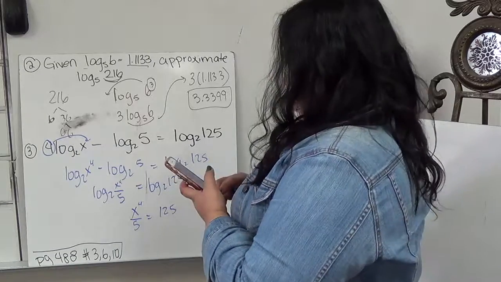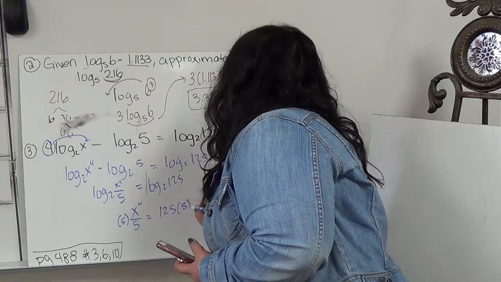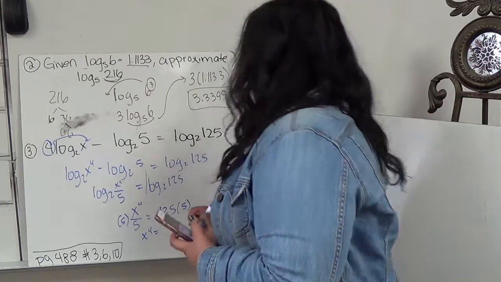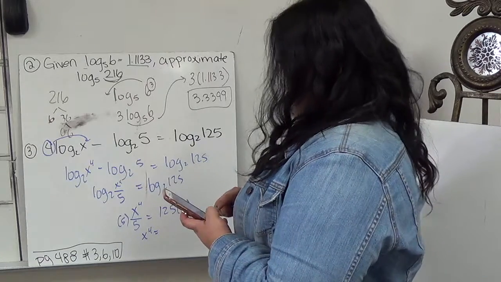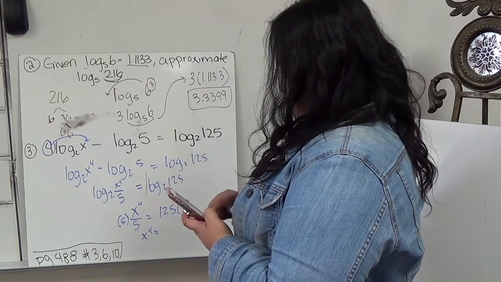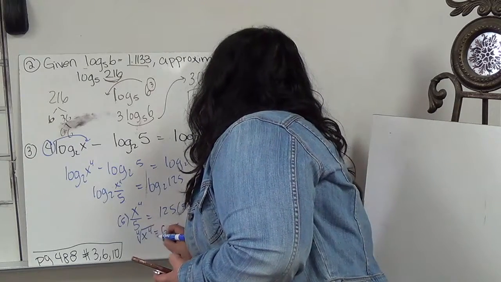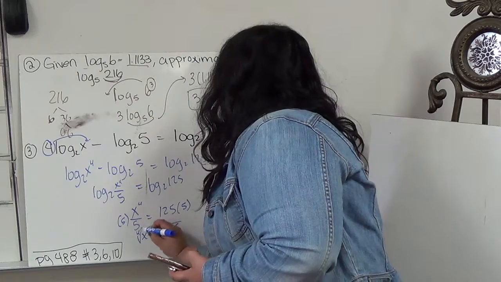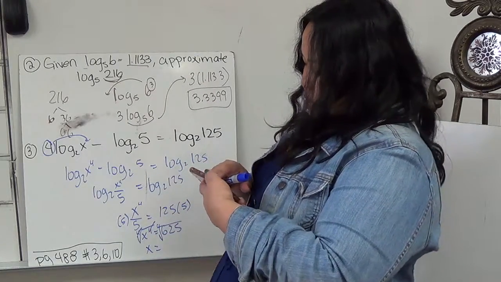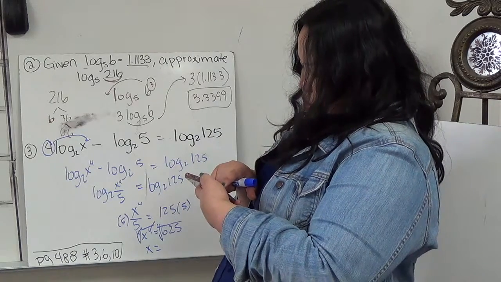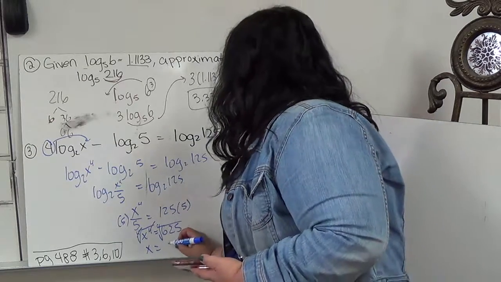From here, I'm going to multiply both sides by 5. I have x to the 4th equals 125 times 5, which is 625. And then I'm going to take the 4th root of 625. This cancels out, leaving me with just x. And the 4th root of 625 is 5.